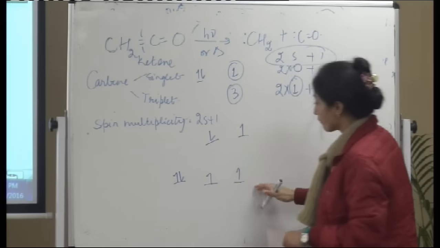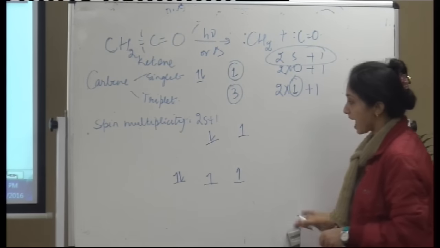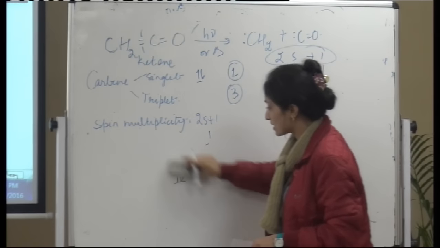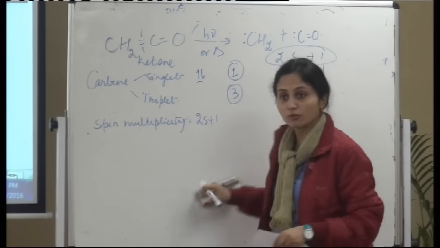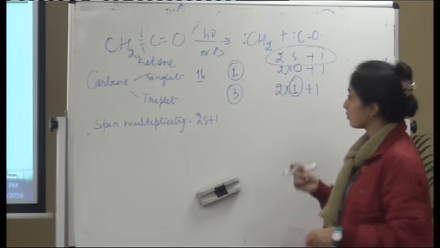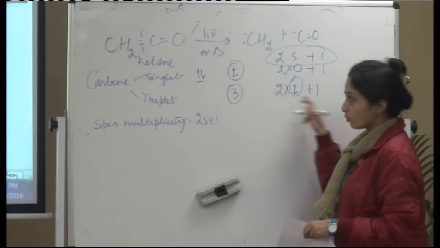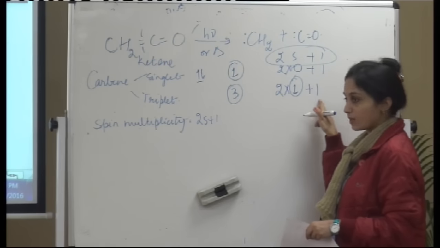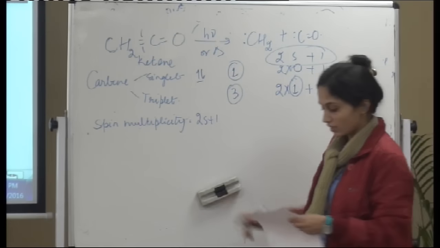Whenever you have the spin of both the electrons as same and not opposite, then in that case the total spin will be equal to half plus half, which is 1, and the spin multiplicity will be equal to 2s plus 1, which will be 2 into 1 plus 1. So that is 3, and it will be a triplet carbene.